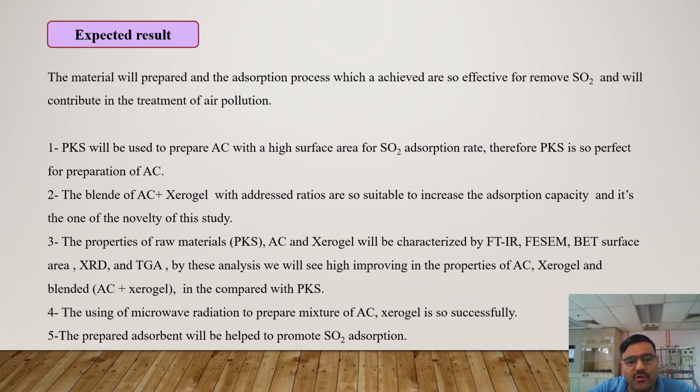The raw material palm kernel shell, activated carbon, and xerogel will be characterized by five tests: FTIR, SEM, BET, XRD, and TGA. By this analysis, we will see a high improvement in the properties of activated carbon, xerogel, and the blend compared with the raw palm kernel shell. Using microwave radiation to prepare the mixture of activated carbon and xerogel is very successful. The prepared adsorbent will help to promote SO2 absorption.